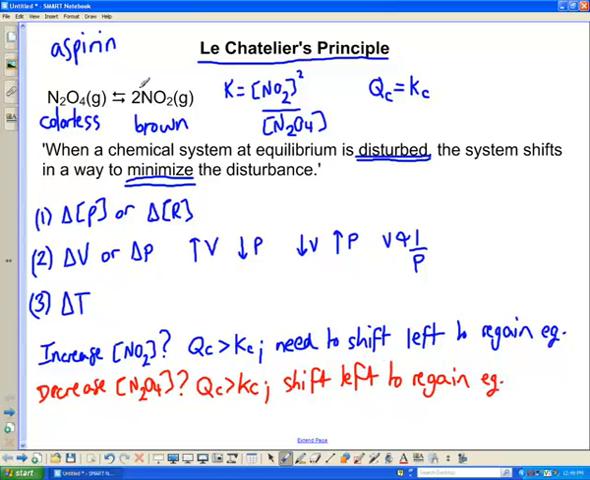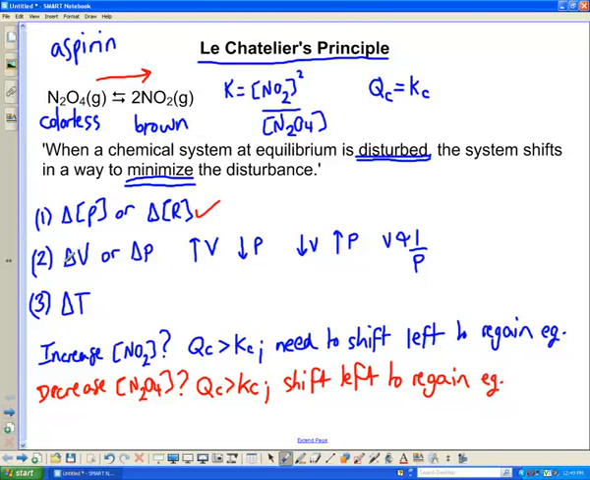So, like I said, you increase concentration of something, you shift away from that side. You decrease concentration of something, you shift towards that side. So if I was to decrease concentration of my NO2, which way would the equilibrium shift? Shift to the right, towards the side of what has been removed. All right. So that is the effect of changing concentration.